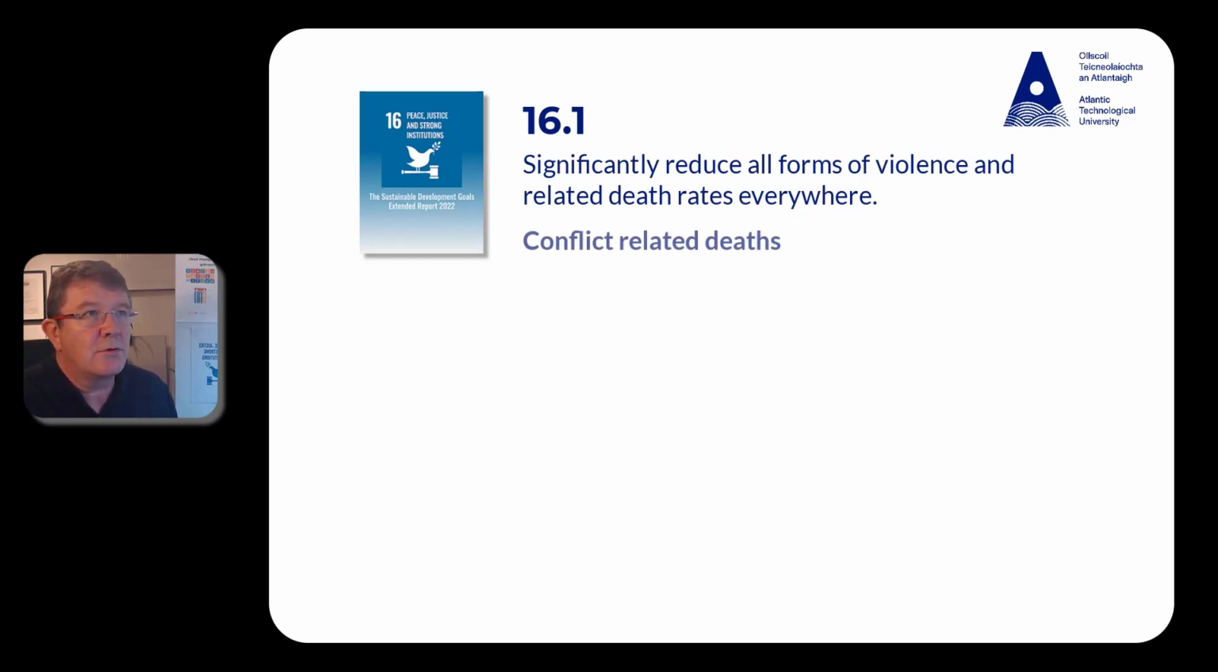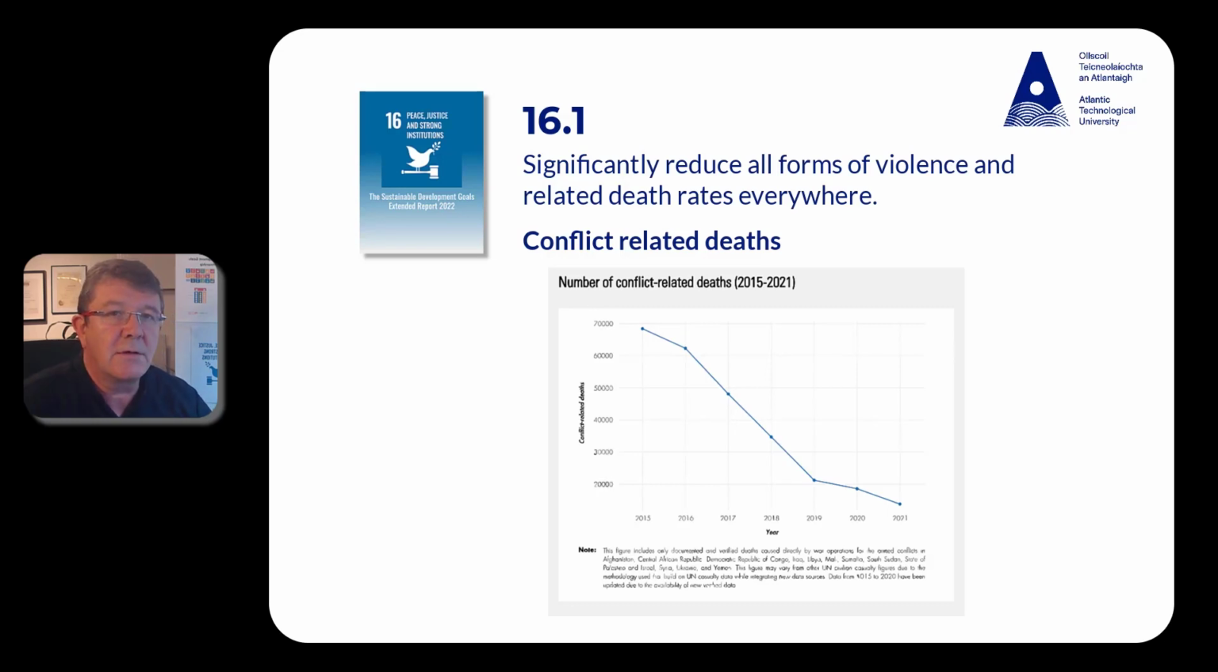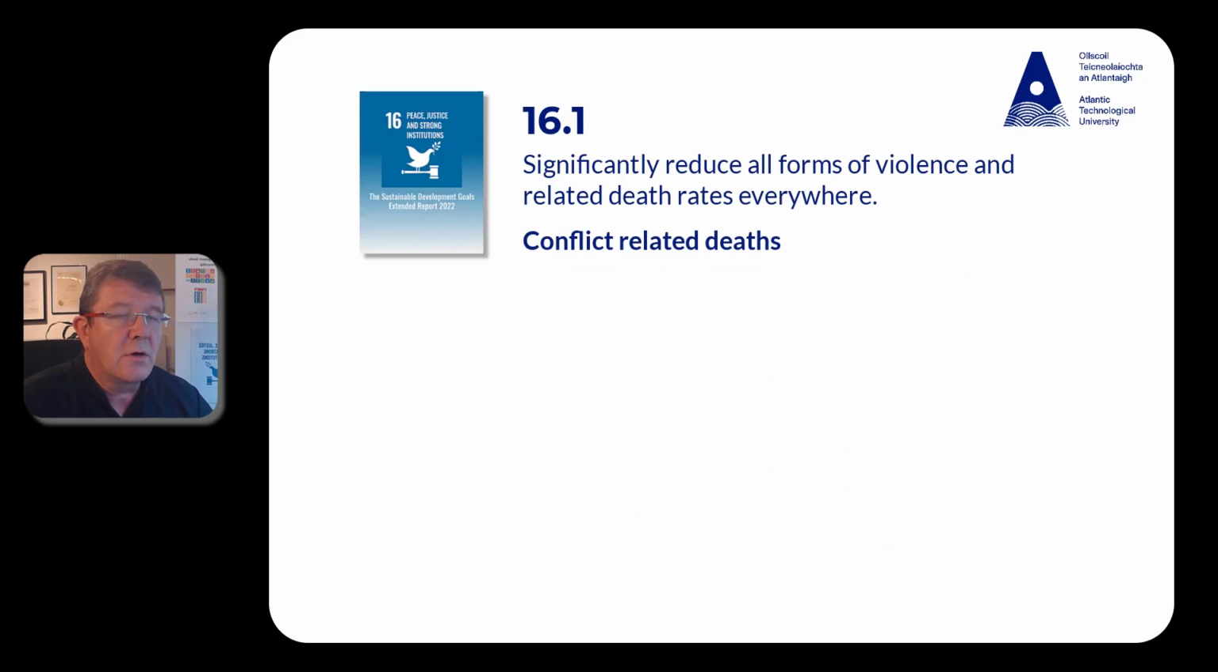Indicator 16.1.2, conflict-related deaths per 100,000 population by sex, age and cause. Significant loss of life and threats to civilians continue despite the decrease in the number of recorded conflict-related deaths. If you look at the statistics there is a very significant and good result there: from 2015 to 2021, the number of deaths reduced from just under 70,000 to just over 10,000, which is encouraging. But of course, that's to do with all the conflicts that were ongoing at the time.